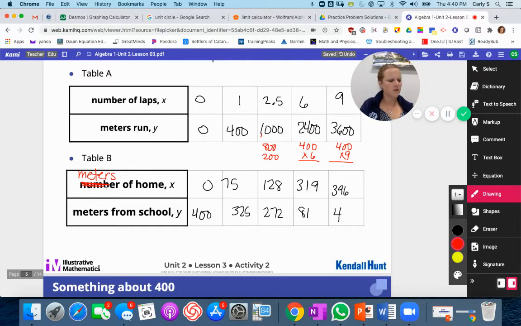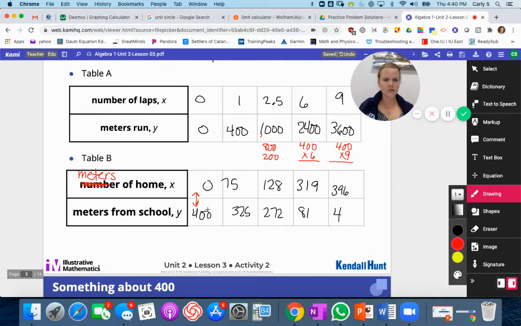So, meters from home and meters from school. The distance between home and school is 400 meters. I can see that here. Meters from home is 0, meters from school is 400. So if I'm at home, it's 400 meters to school. If I'm at school, it's 400 meters back home.